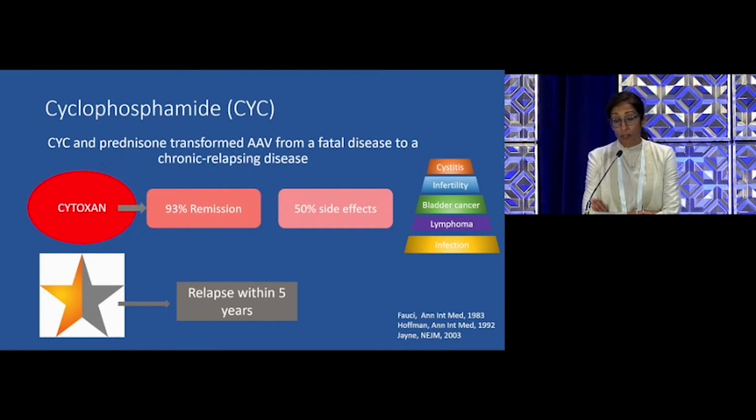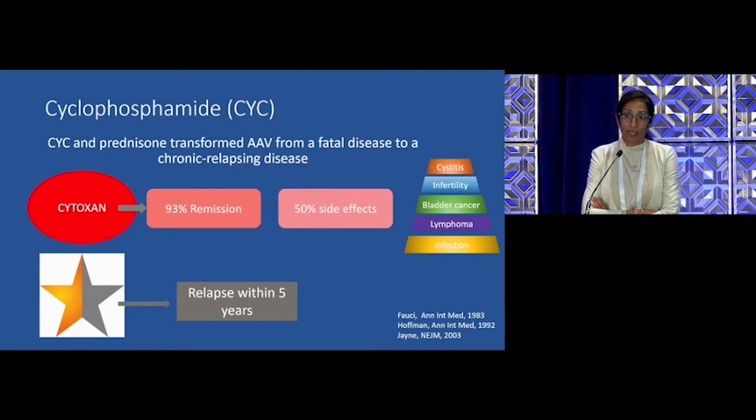And then cyclophosphamide was introduced. That was one of our first original agents used for managing vasculitis, and is still used in some cases today in ANCA vasculitis. It really transformed the disease from a fatal one to something that was chronic and relapsing. It was very effective at shutting down the inflammation. 93% of people could achieve remission, but 50% of people had significant side effects, and they weren't trivial. They include cystitis, infertility, malignancies, bladder cancer, infections.